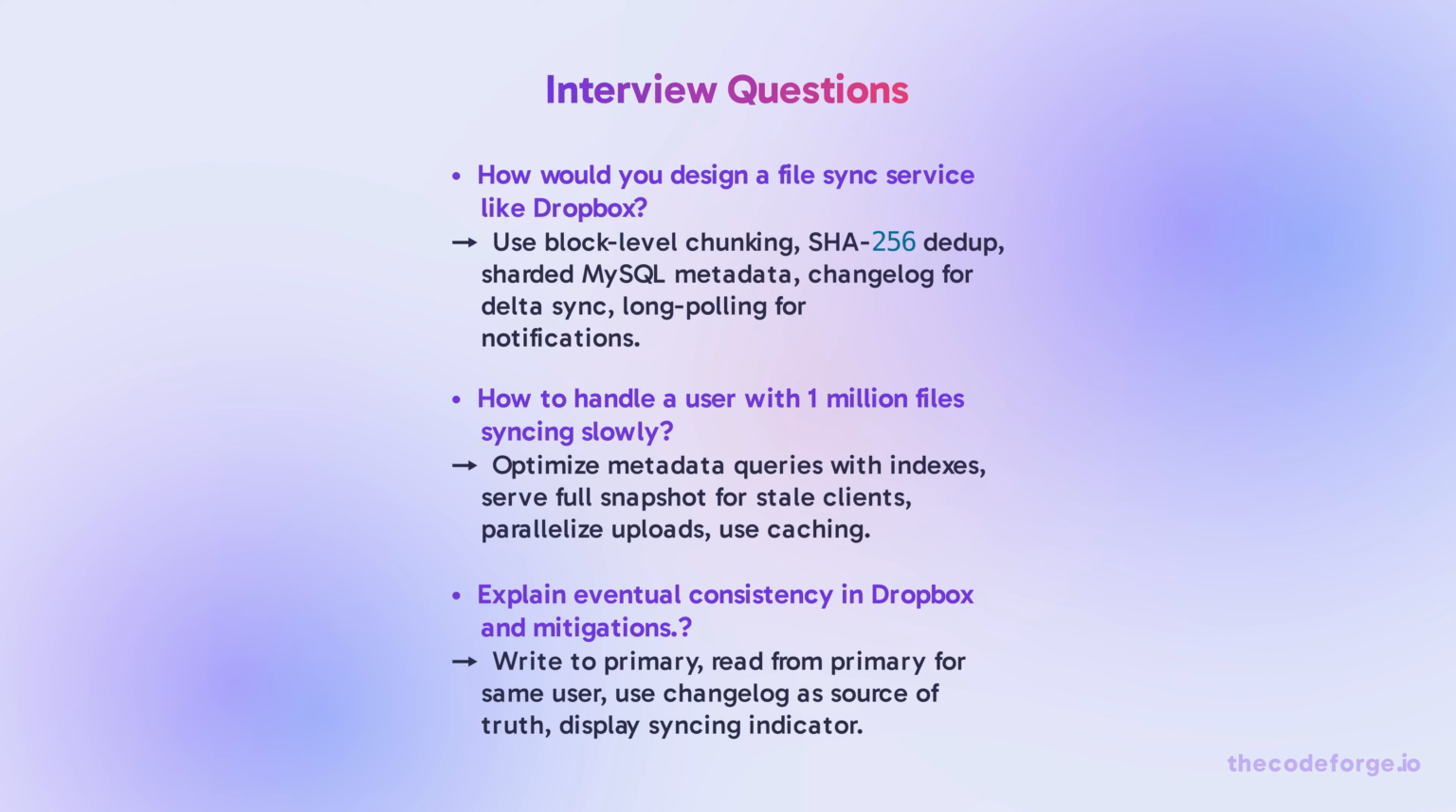How to handle a user with 1 million files syncing slowly? Optimize metadata queries with indexes, serve full snapshot for stale clients, parallelize uploads, use caching. Explain eventual consistency in Dropbox and mitigations. Write to primary, read from primary for same user, use changelog as source of truth, display syncing indicator.